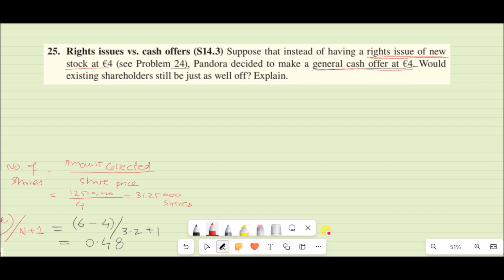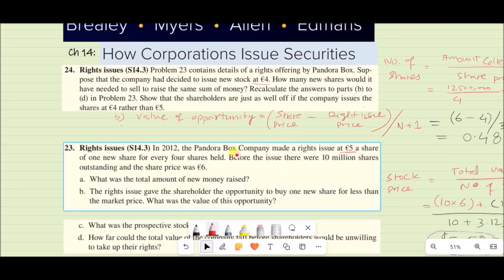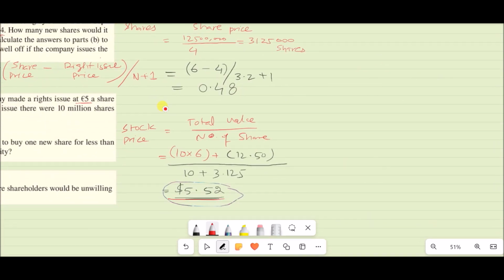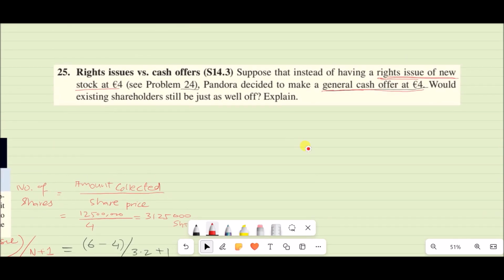The current share price is 6, as provided in example number 23. So if you issue the new shares at $4, the share price will go down and it will become 5.52. Therefore, what will happen to the existing shareholders? Will the existing shareholders still be just as well off? No.